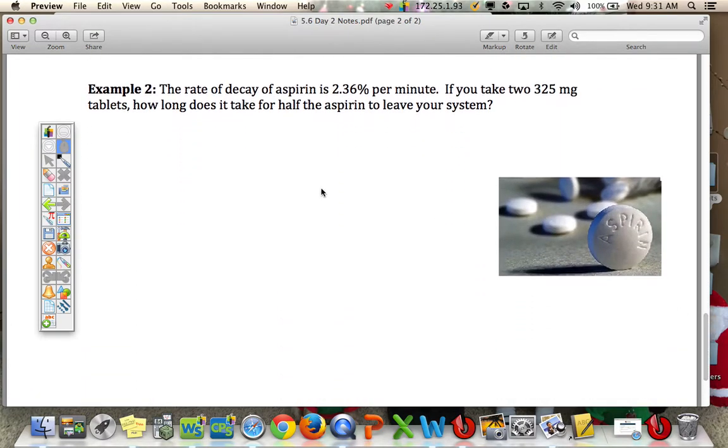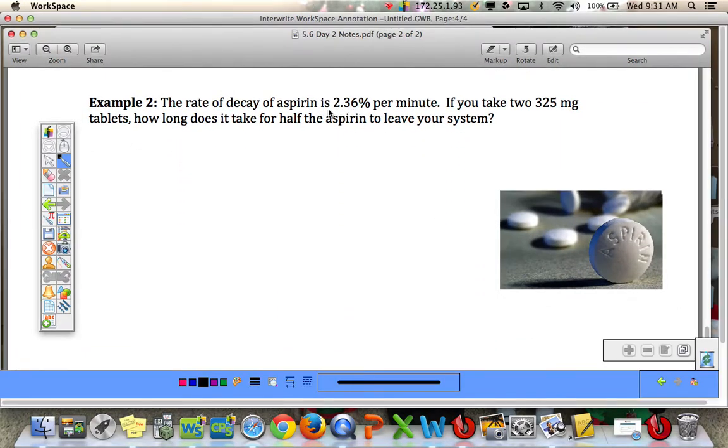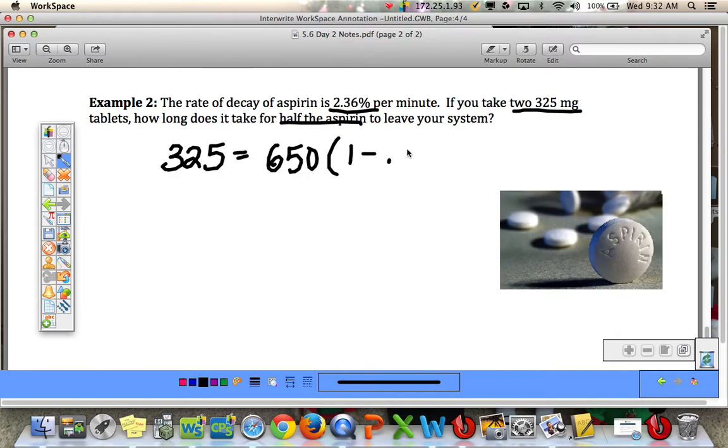Okay, last one. The rate of decay of aspirin is 2.36% per minute. If you take 2 325 milligram tablets, how long does it take for half the aspirin to leave your system? All right, so half of 2 of these tablets is 325. 2 tablets, we'll add those together, we'll get 650. And it's decreasing by 2.36% per minute. So x is time in minutes.